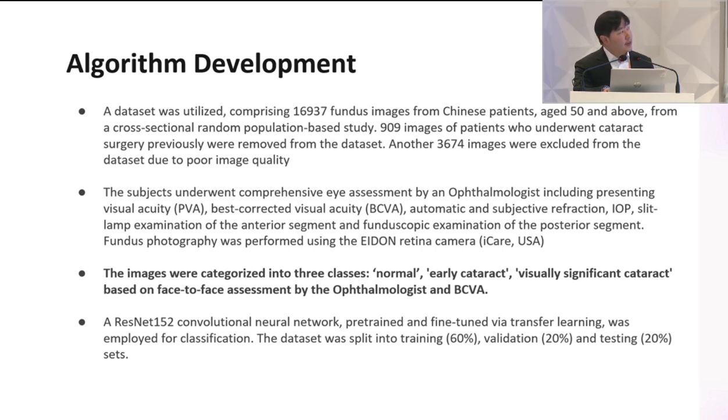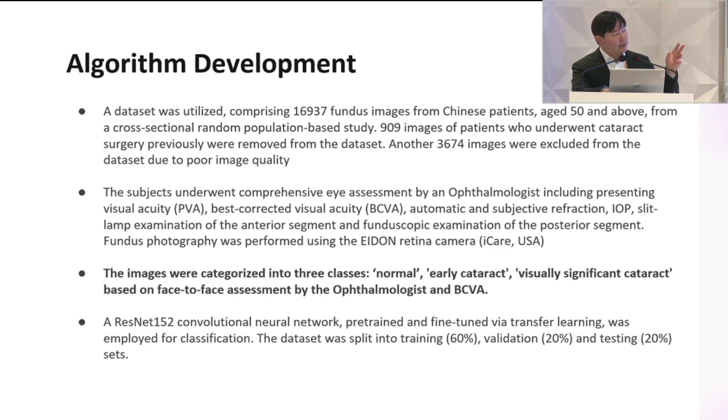From that, we took about 16,937 fundus images from patients aged 50 and above, of Chinese ethnicity. We eliminated some due to very poor image quality and those that had already had cataract surgery. We divided them into categories: normal, early cataract, and visually significant cataract. Normal means no cataract; early cataract means there is a cataract, but visual acuity is better than 20/40; and visually significant cataract means a cataract with vision less than 20/40.